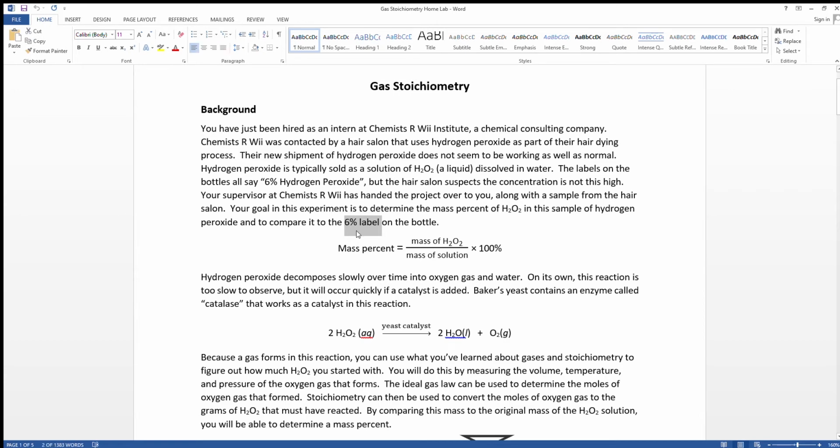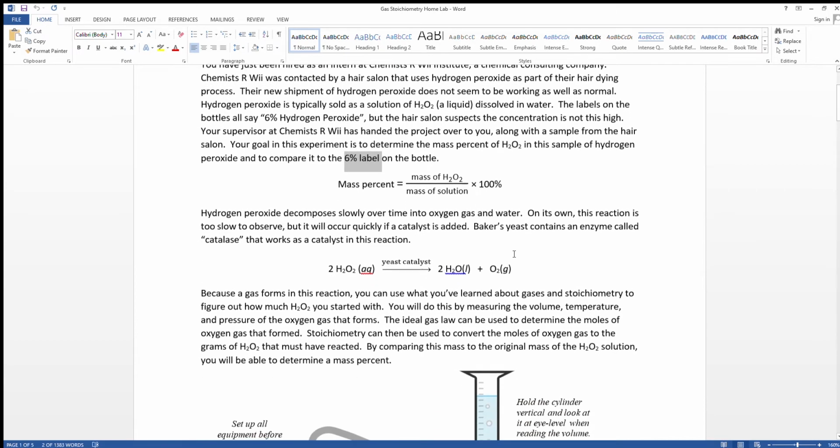The formula that we will be using to find the mass percent is given here. And what happens at the reaction level? Hydrogen peroxide decomposes slowly over time into oxygen gas and water. So this is the reaction for hydrogen peroxide decomposition.